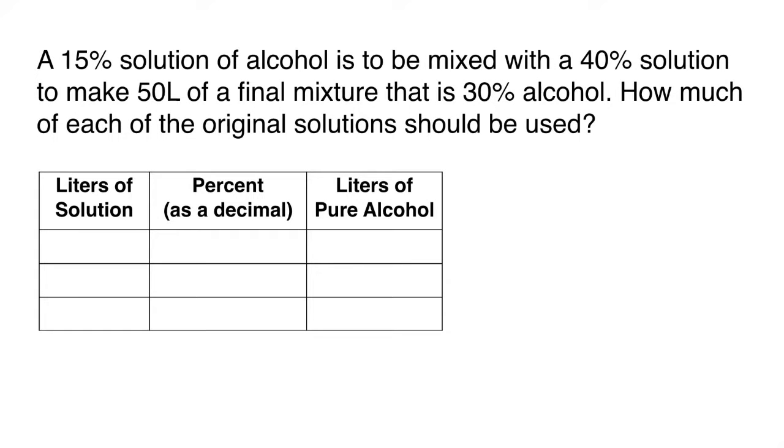A 15% solution of alcohol is to be mixed with a 40% solution to make 50 liters of a final mixture that is 30% alcohol. How much of each of the original solutions should be used?